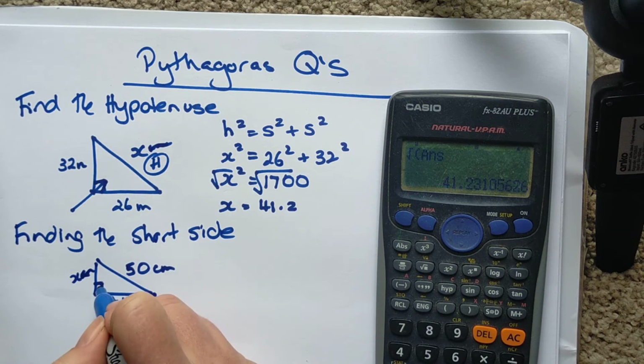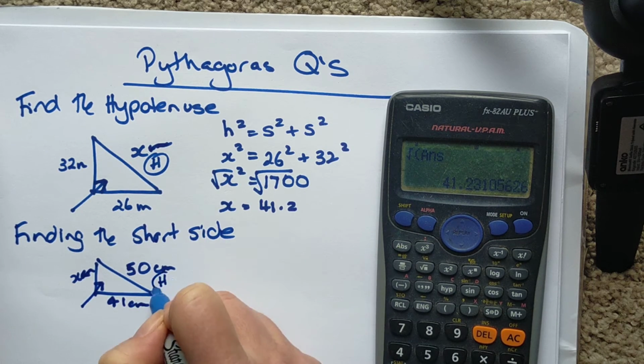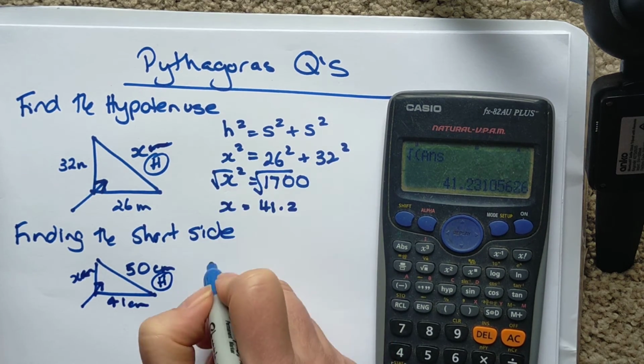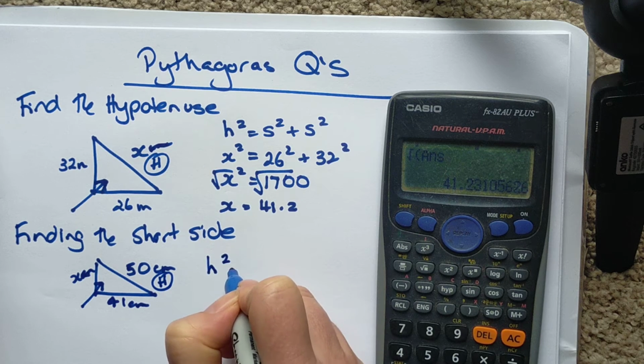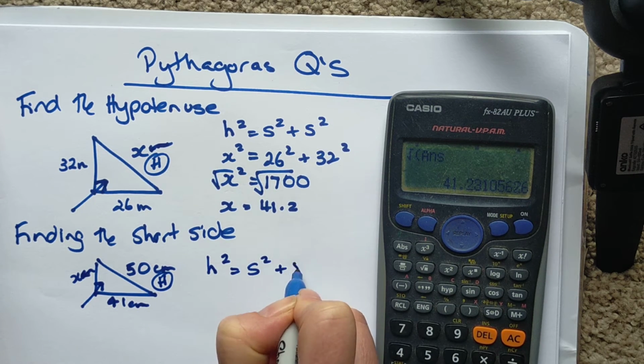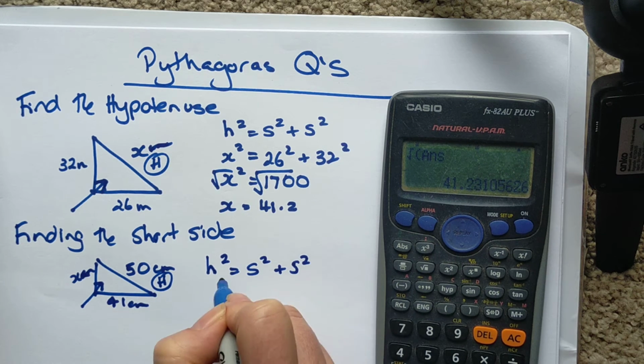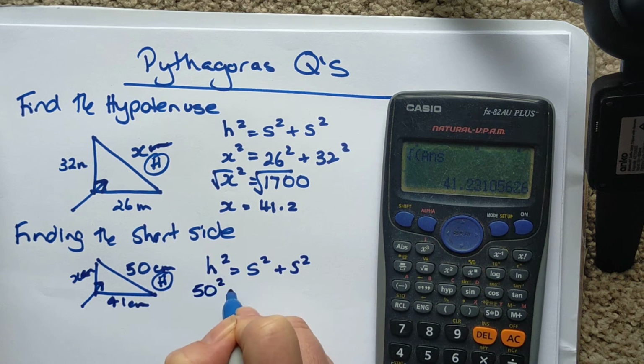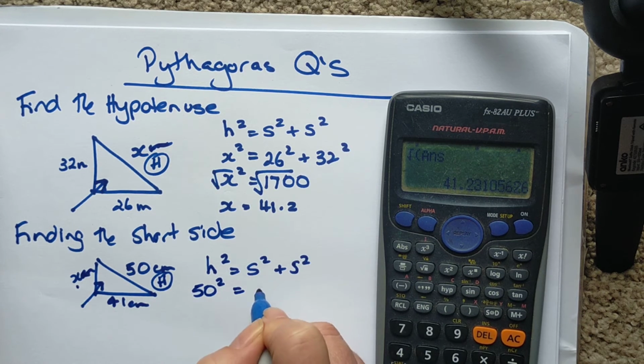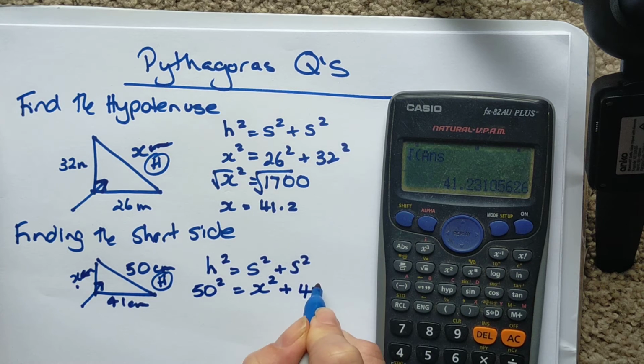So same deal. First step, work out where your hypotenuse is. First step again, write the rule. So hypotenuse squared equals side squared plus side squared. We look in our question, the hypotenuse is 50. So 50 squared equals the missing one that we're looking for, x squared plus 41 squared.